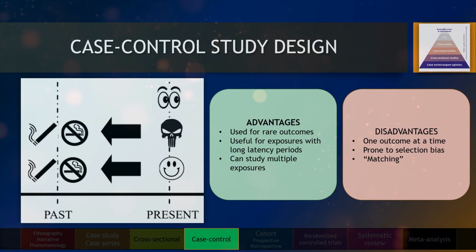The main disadvantage of case control studies is that you can only study one outcome at a time, and that outcome defines who your cases are. Since you often study rare conditions, your design is also prone to selection bias. Another disadvantage is the added complexity of doing matching, since you need to look for respondents very similar to your cases.